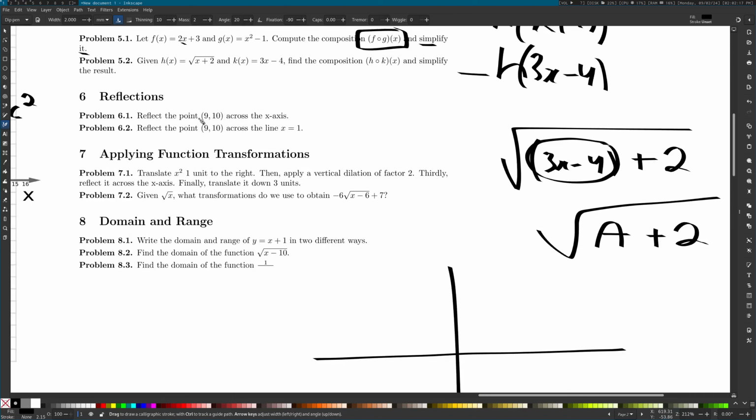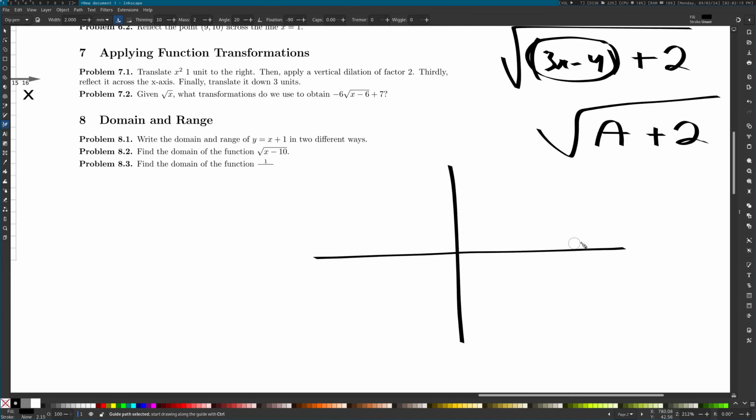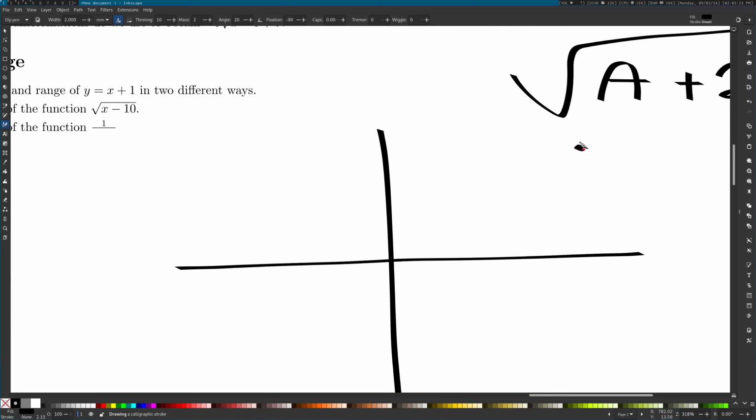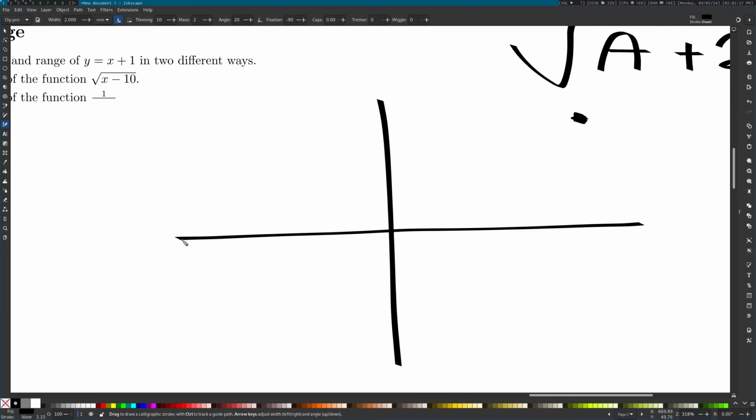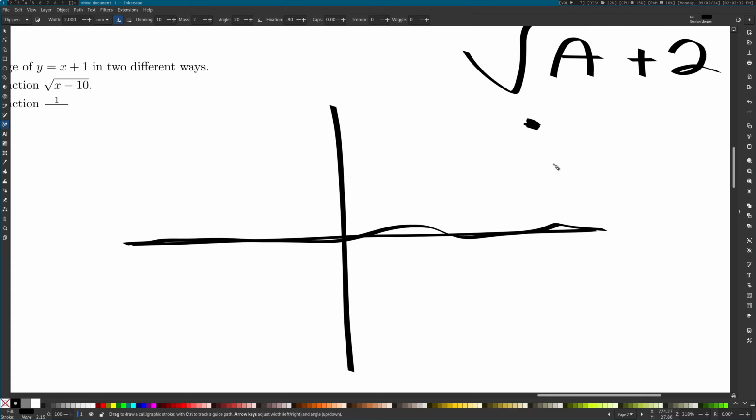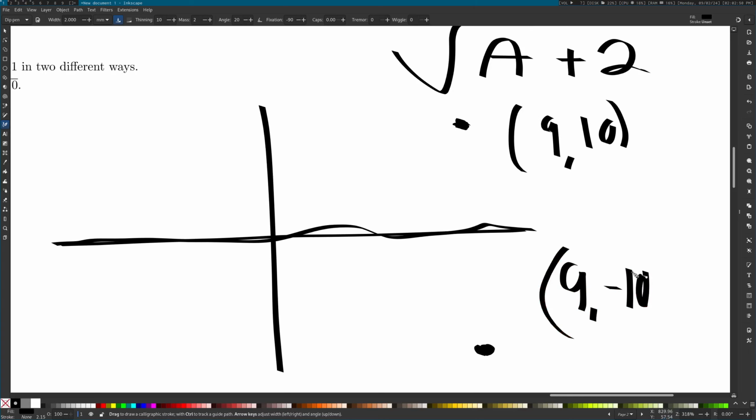So reflect the point (9, 10) across the x-axis. Let's draw the point real quick. 9, 10. We just eyeball it. And we want to make this line into a mirror. If it was a mirror, it would be around here, right? So you just invert y. Instead of rising 10, it's sunk 10. So it would be (9, -10). That's the answer.